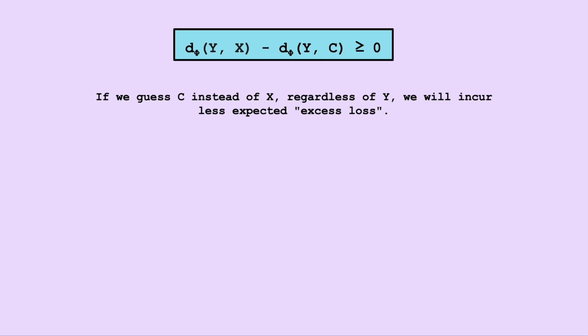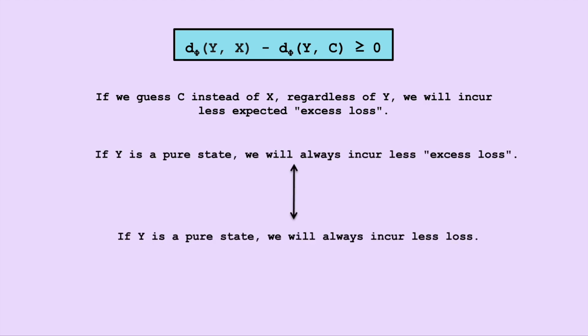If we take y to be a certain state of the world, where all events have a probability of either 0 or 1 of happening, we will always incur less excess loss, which is just a rewording of our theorem.